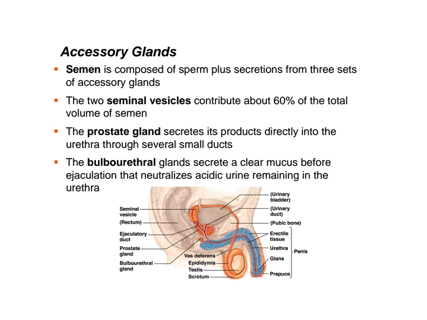Semen is composed of sperm plus secretions of 3 sets of accessory glands. There's 2 seminal vesicles, which contribute about 60% of the total volume of semen. The prostate gland secretes its products directly into the urethra through several small ducts. And the bulbourethral gland secretes a clear mucus before ejaculation that neutralizes the acidic urine remaining in the urethra. There's evidence that the bulbourethral fluid contains some sperm that's released before ejaculation, which may contribute to the high failure rate of the withdrawal method of birth control.